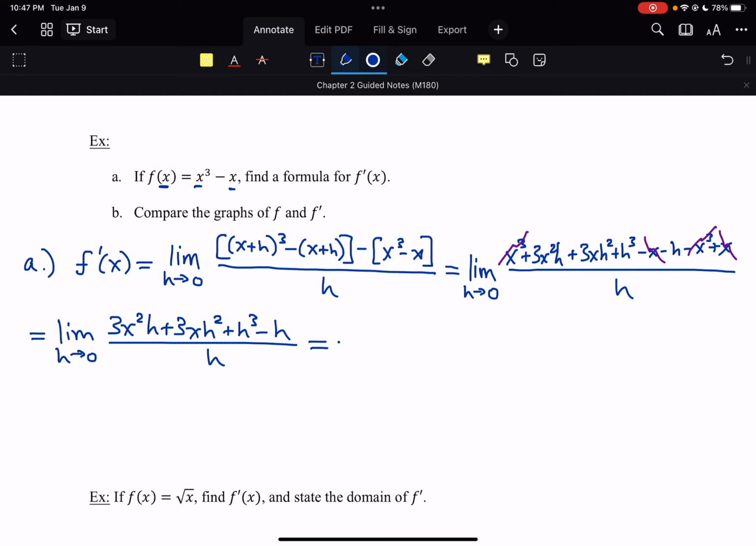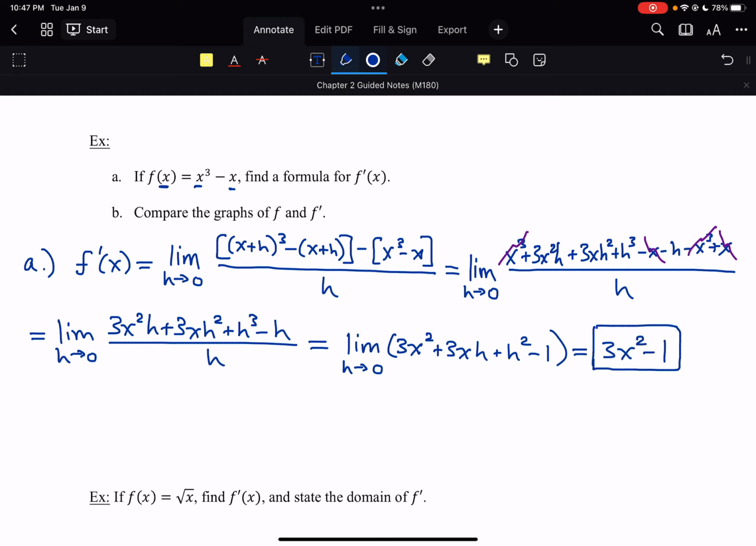Each of these terms has a factor of h in them, so we can factor them out and then cancel it with the h in the denominator. So we're left with 3x squared plus 3xh plus h squared minus 1. Substitute in 0 now for all of the h's. So those are gone, and we're just left with 3x squared minus 1. And this is our formula for the derivative of f of x, that function, x cubed minus x.